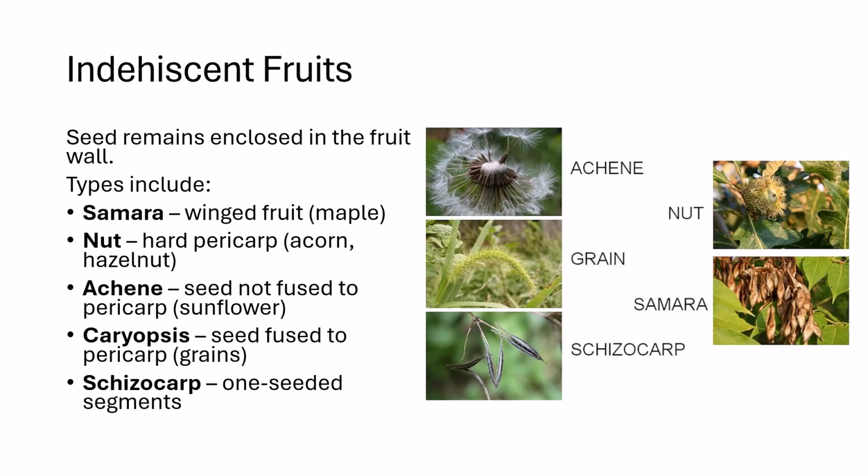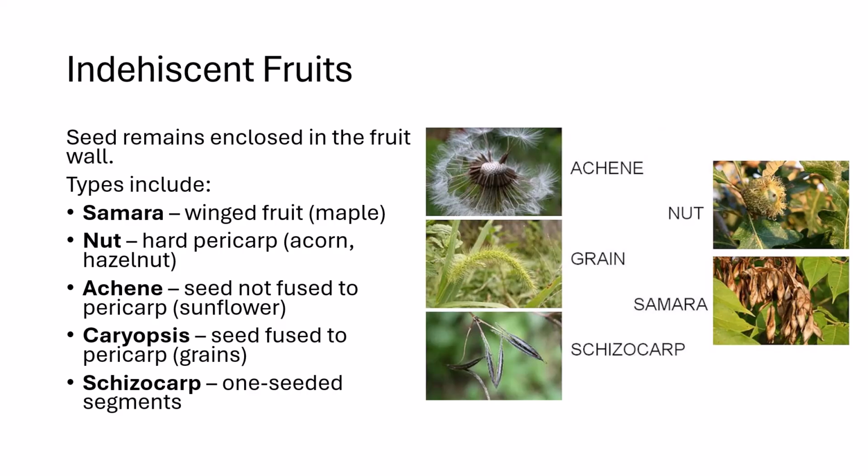Indehiscent fruits differ from dehiscent fruits because they do not open to release their seeds. Instead, the seed remains enclosed within the pericarp and the entire fruit is dispersed as a unit. One example is the samara, which has a wing-like extension that allows the fruit to disperse by wind. Maple trees produce this type of fruit.